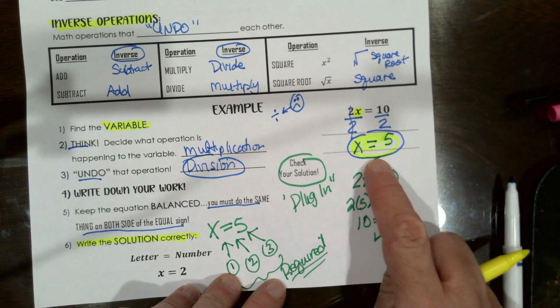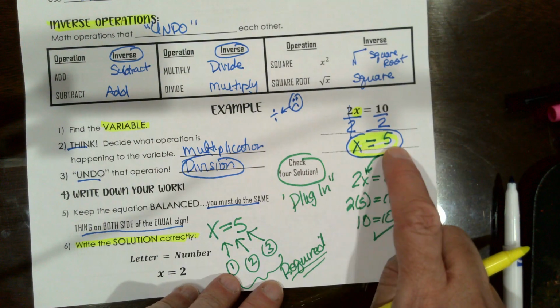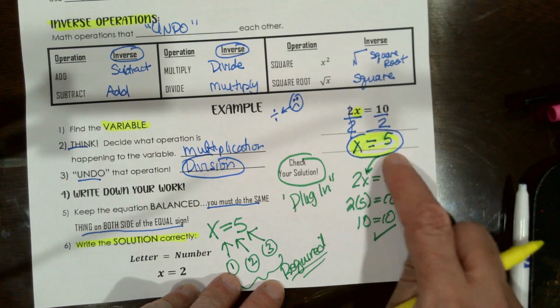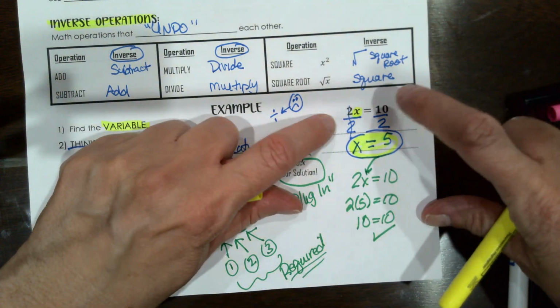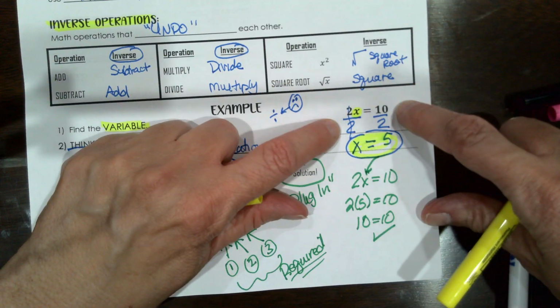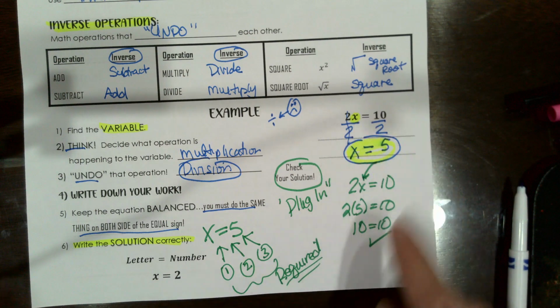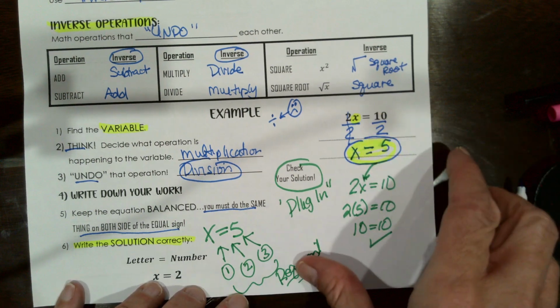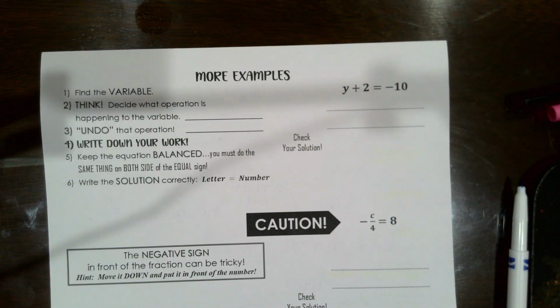Again, I will be very picky about writing solutions correctly. If you do not have the x, the equal sign, and the 5, you will not get full credit for any problem. Just like if you do not include the fraction bar and the 2 on both sides of the equal sign, you will not get full credit for that problem, okay? All right, let's take a look on the back side. That was an equation that had multiplication. We used division to solve it. All right, a couple more examples here.